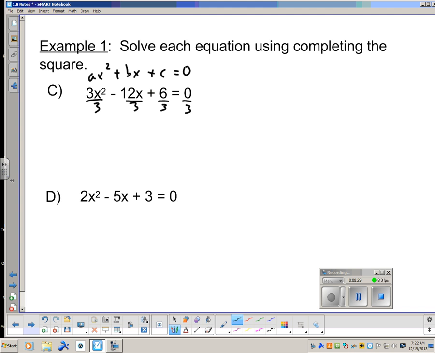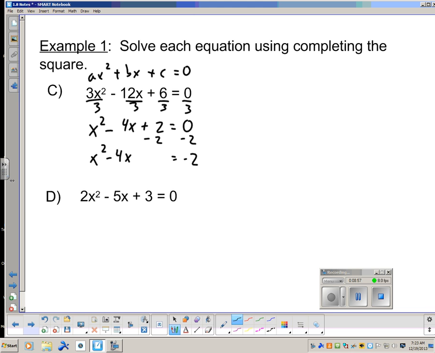When I divide 3x squared by 3, I get x squared. 12x divided by 3 is a minus 4x. 6 divided by 3 is 2. And 0 divided by 3 is 0. So now that I've got the a completely out of there, I can go ahead and, just like before, bring my c term over. So I get x squared minus 4x equals -2.